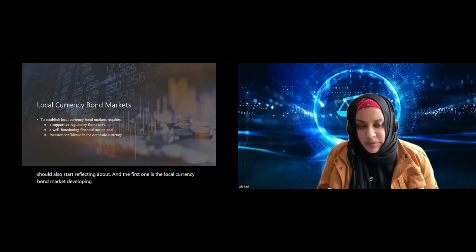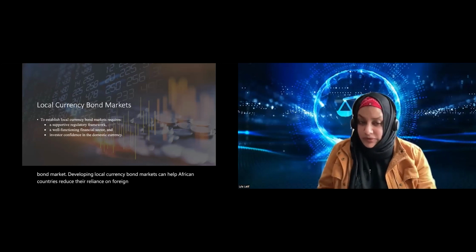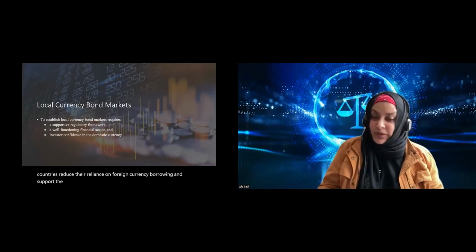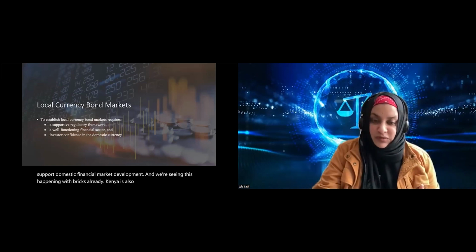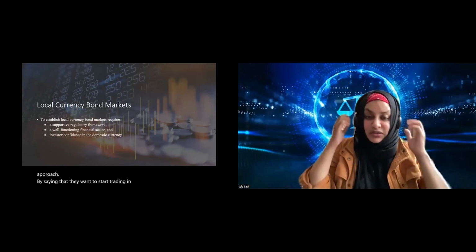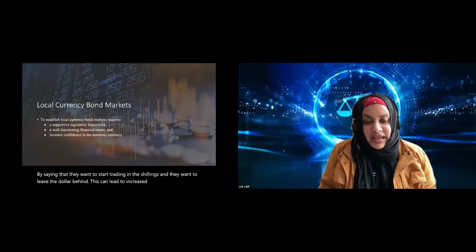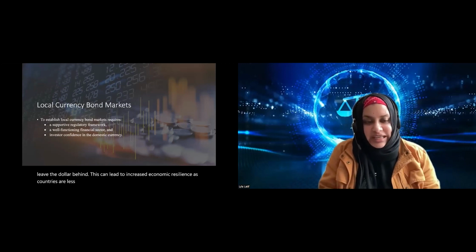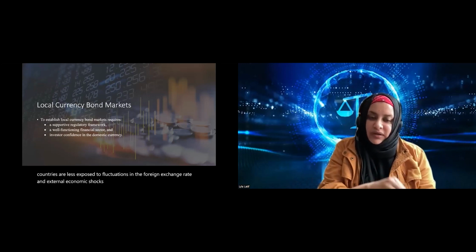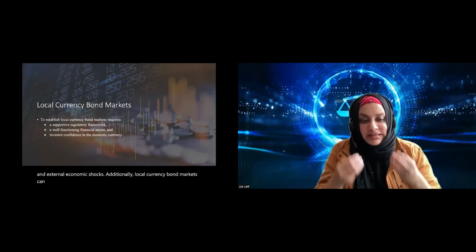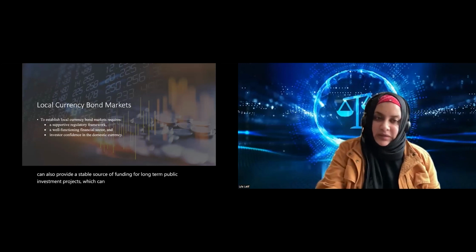Developing local currency bond markets can help African countries reduce their reliance on foreign currency borrowing and support domestic financial market development. And we're seeing this happening with BRICS already. Kenya is also beginning to follow this approach by saying that they want to start trading in the shillings and leave the dollar behind. This can lead to increased economic resilience as countries are less exposed to fluctuations in the foreign exchange rate and external economic shocks. Additionally, local currency bond markets can also provide a stable source of funding for long-term public investment projects, which can help foster sustainable economic growth.